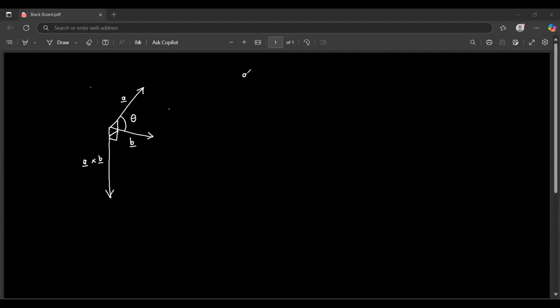So the magnitude of A cross B can be given as magnitude of A into magnitude of B into sine theta. This is the interesting part here. Let's do a practice question just to find this, but then we'll look at the observations that we can make, like we did in dot product.